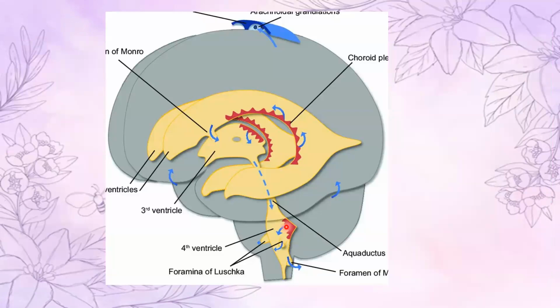So the fourth ventricle sends CSF backward to the cisterna magna through the foramen of Magendie, while anteriorly through the two foramina of Luschka, CSF flows from the fourth ventricle into the pontine cistern.